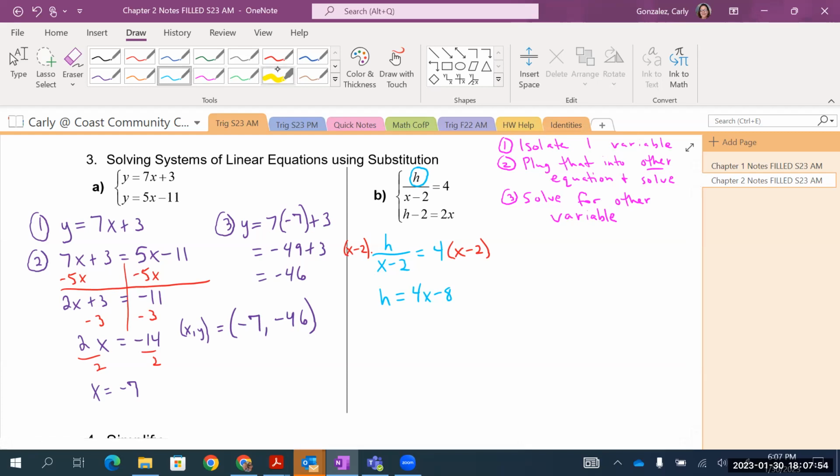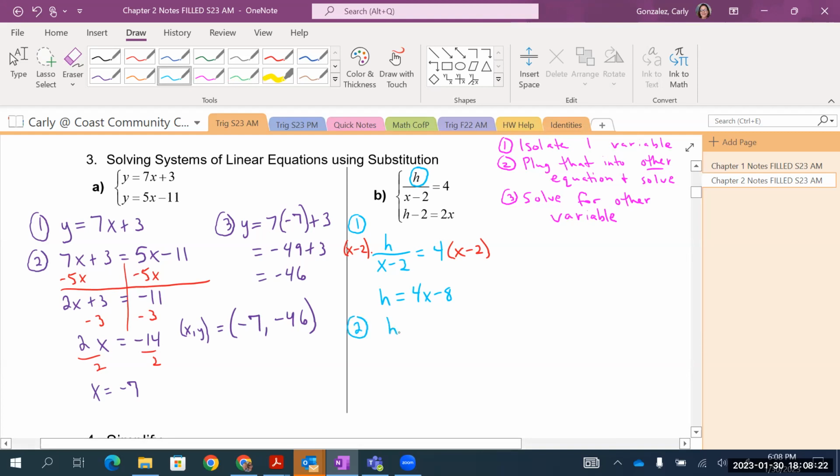Now, for the other equation, let's take a look. I have h minus 2 equals 2x. So now let's take a look. We have solved for h. That was step 1. And now we're going to plug that into the other equation.